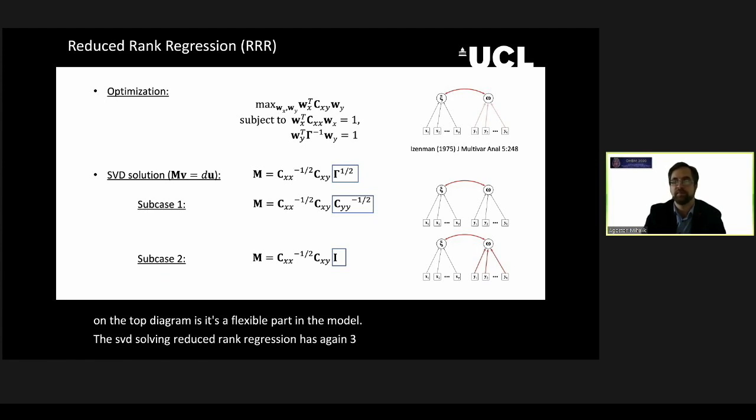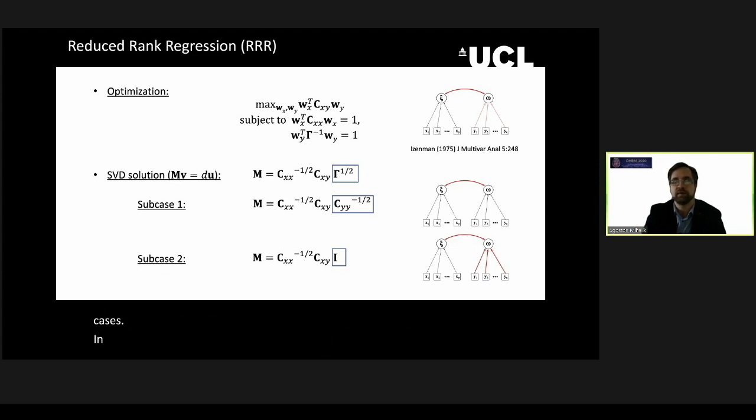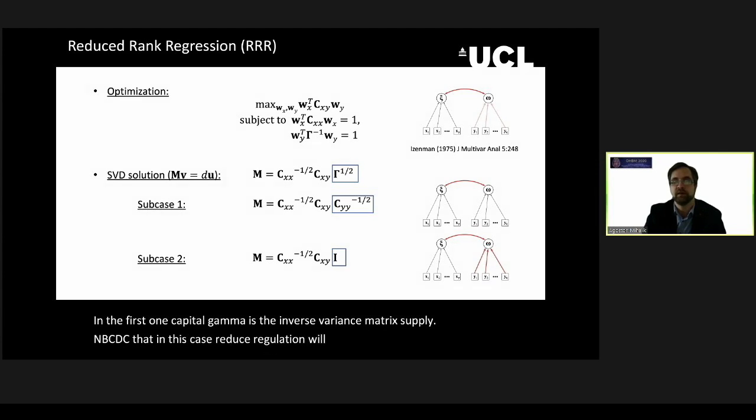Depending on the choice of capital gamma, reduced rank regression has 2 commonly used subcases. In the first one, capital gamma is the inverse variance matrix of Y, and we see that in this case, reduced rank regression will be equivalent to CCA. Thus, it will maximize correlation as shown in the middle diagram. In the other subcase, capital gamma is an identity matrix, when reduced rank regression will maximize not just the correlation, but also the variance in Y, as shown in the bottom diagram.